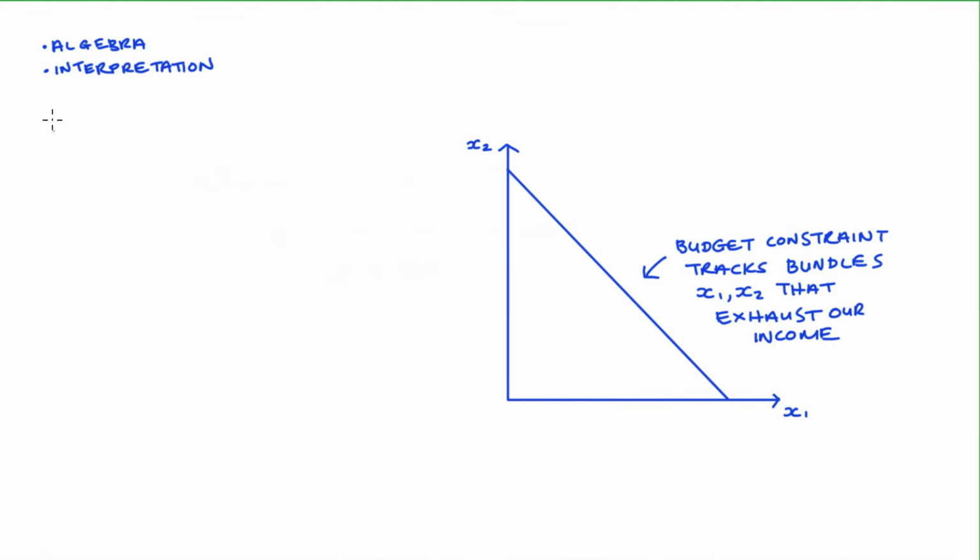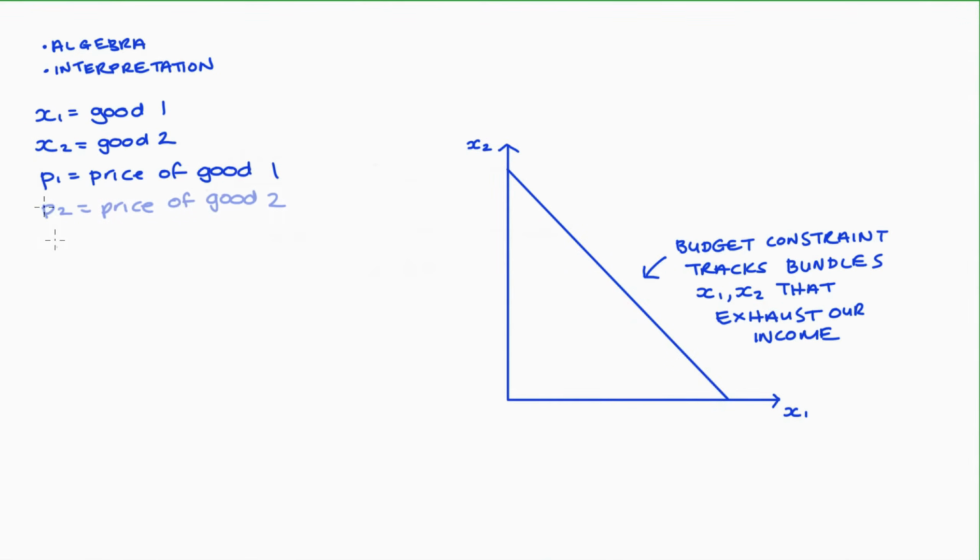In my diagram here, my horizontal axis variable is going to track the amount of good 1 that I have in my bundle. So x1 is equal to good 1. And x2, I've got that on my vertical axis, and that's going to track the amount of good 2 that I have in my bundle. P1 will stand for the price of good 1, and P2 will stand for the price of good 2. Lastly, the letter M can stand for our income.